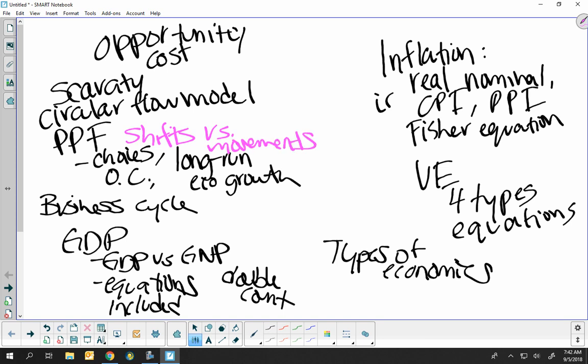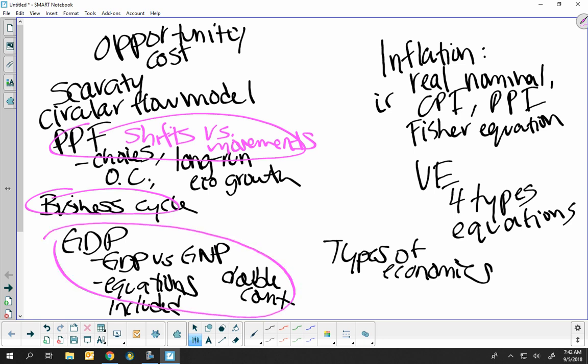Okay, so do you want me to go over the shifts versus movements? Yes, okay. So that's one. What are six other things that you want to go over? Business cycle. GDP. All of it? Yes. Okay, that's counting two. One, two, three, four. Inflation. And I think maybe only one more. Unemployment. Yes. Oh, okay. All right.